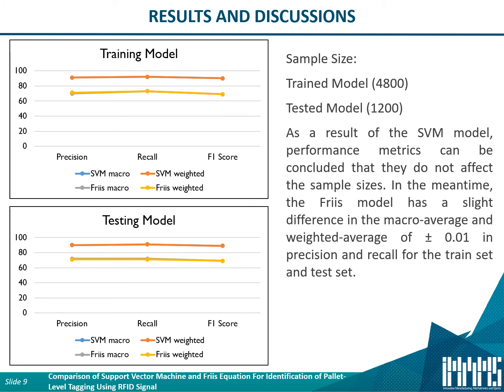The training models used a sample size of 4,800 and the test model 1,200. As a result of the SVM model, the performance metrics can be concluded as not affected by the sample size. In the meantime, the Friis model has a slight difference in the macro average and the weighted average of plus or minus 0.01 in the precision and recall for the training set and testing set.